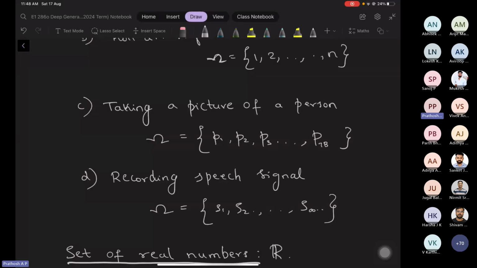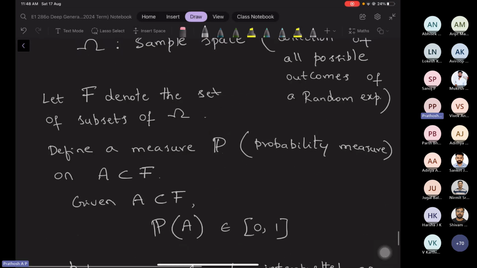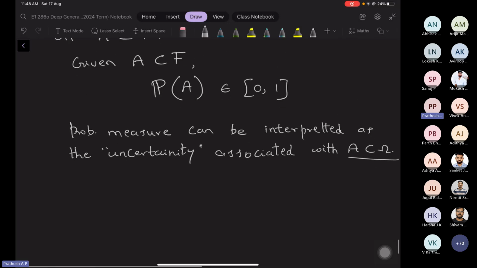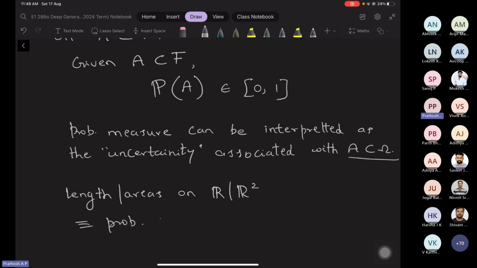Does it make sense? You should see probability just as you see length on a real line. So what is length? Let me write that. Length and areas on R and R^2 is exactly equivalent to probability on sample spaces. Can you see this point?